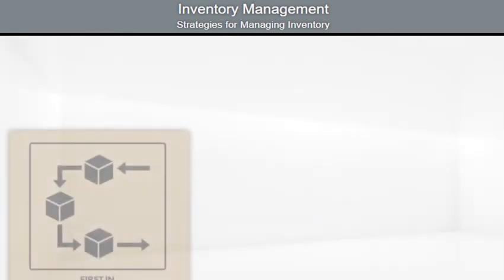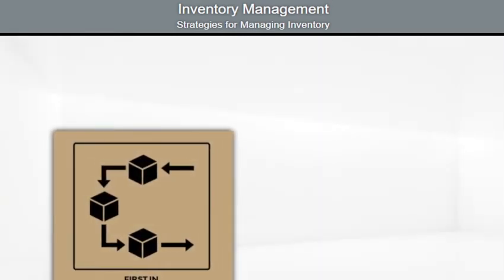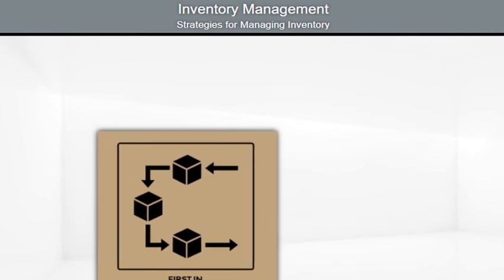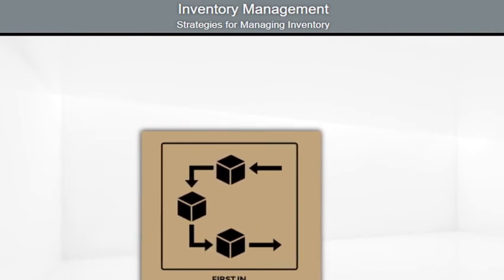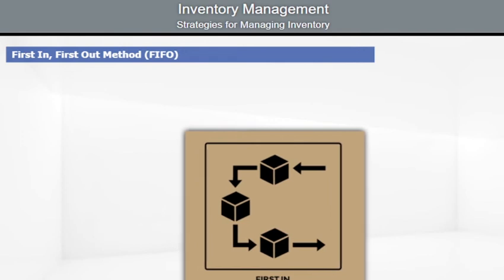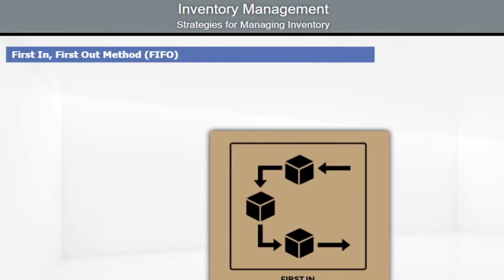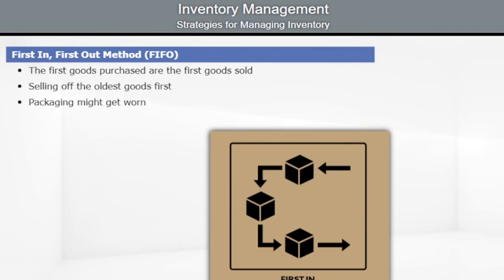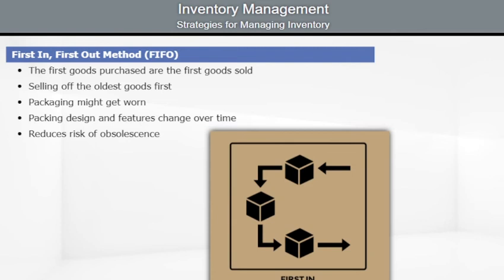Other inventory management strategies are the first-in, first-out method and the last-in, first-out method of managing inventory. The first-in, first-out method, also known as FIFO, is the assumption that the first goods purchased are the first goods sold. Selling off the oldest goods first reduces the risk of obsolescence. We discuss how to organize inventory this way in a later section.